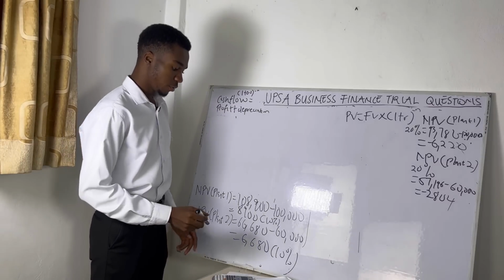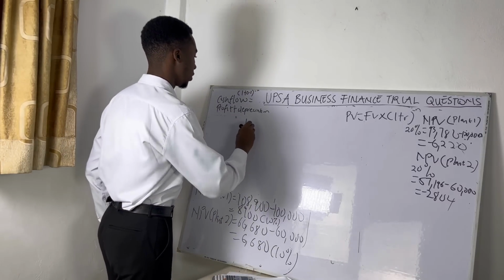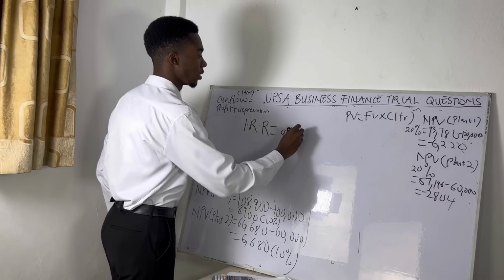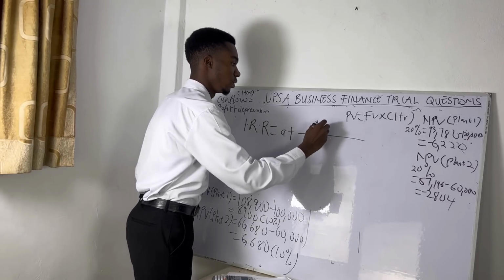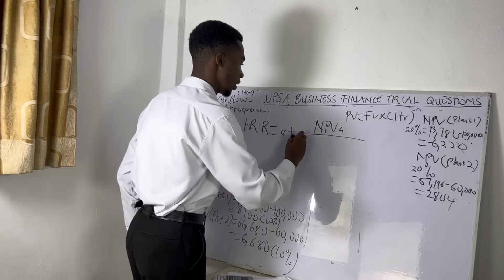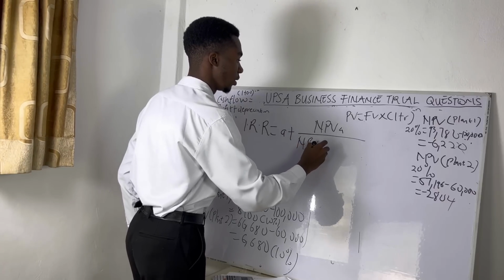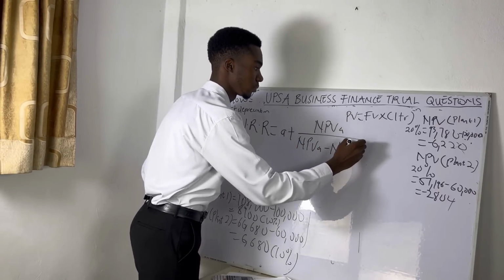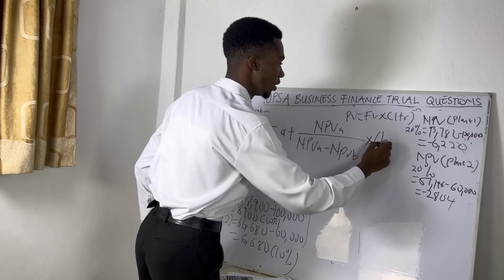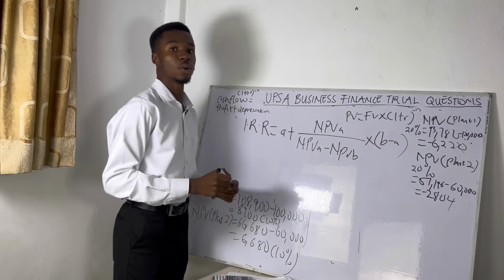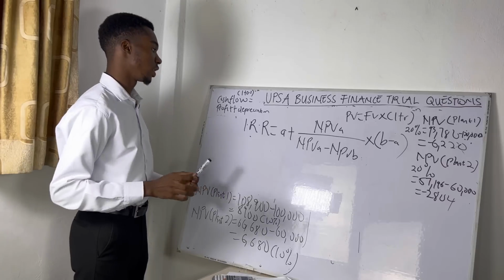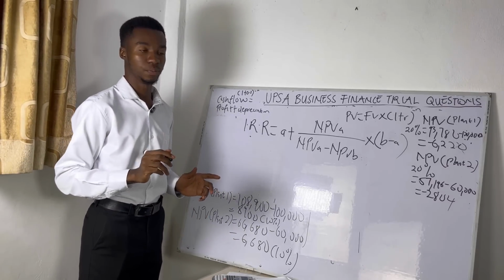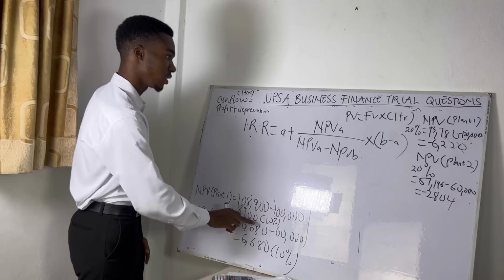To find the internal rate of return, this is the formula. The formula for the internal rate of return is A plus the net present value of A over the net present value of A minus the net present value of B, times into brackets B minus A. This formula is also called the linear interpolation formula, and I'm going to explain it. The A here is the rate that gives you the positive NPV. So for the NPV for plant 1, we have a positive and a negative.